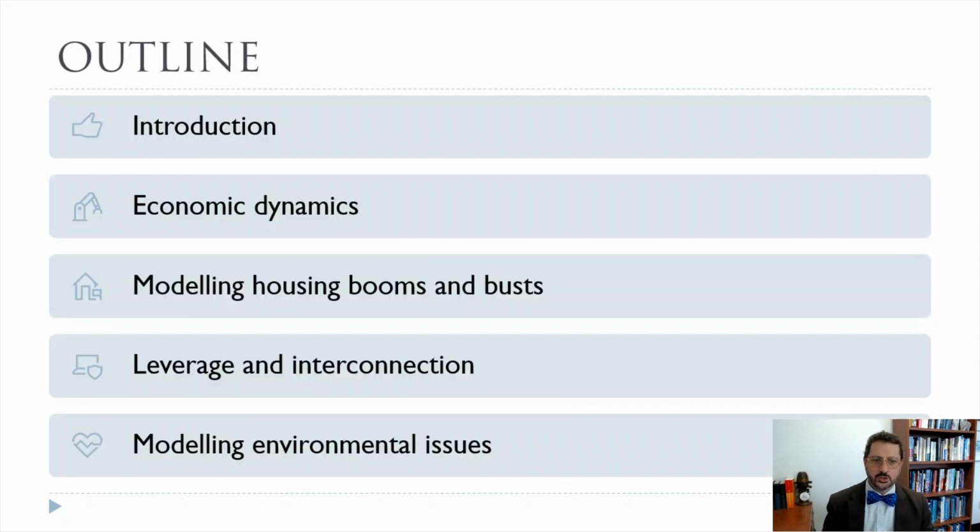And of course, sometimes there might be situations where we don't get pushed back to the same equilibrium. So in this video, we'll do a brief introduction and then talk about some economic dynamics. Then we will use this model in thinking about housing booms and busts, which was the cause of the 2007, 2008, 2009 Great Recession. Then we'll think about leverage and interconnection, and then we'll take our model and look at a little bit of environmental economics, especially looking at tipping points where we might move rapidly, not Hollywood style rapidly, but more quickly from one equilibrium to the other than we might expect.